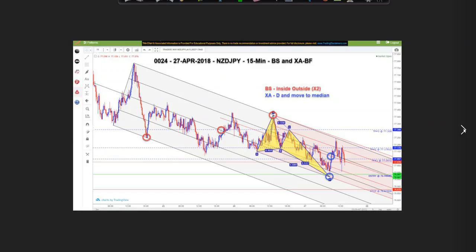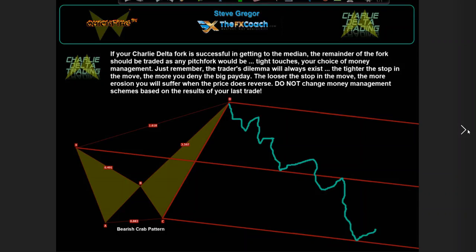Now we've got a little bit of a fun thing going on here where we have a fork. We call it a BS fork because it was before the scan. All right, so now we have something called Charlie Delta. And again, this is right from the Charlie Delta training.